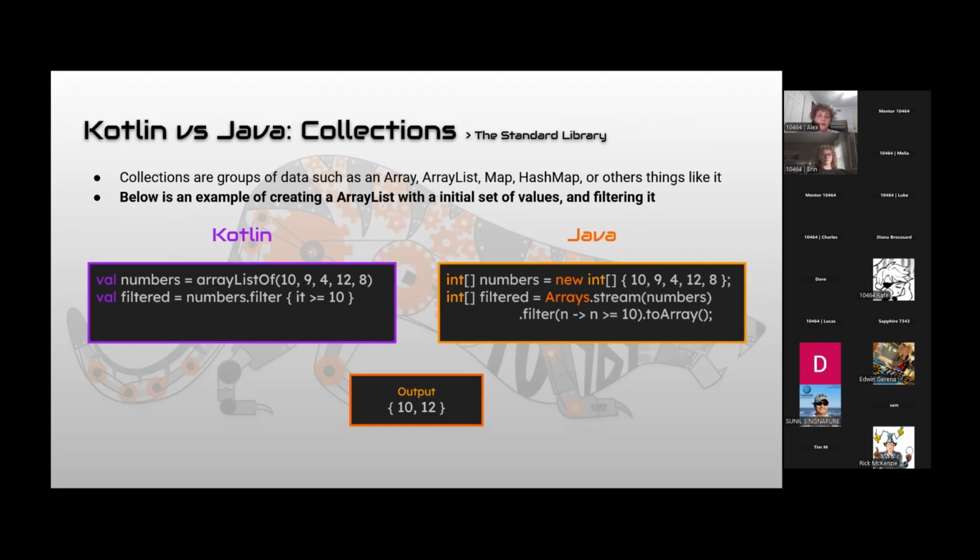In the example, we filter every number from the list, and if it's greater than or equal to 10, we keep it. So the Kotlin code and the Java code do the exact same thing. It's just Kotlin is way less verbose and it's built directly into the filter, or built directly into the array, instead of needing to cast it to a stream like you have to do in Java.